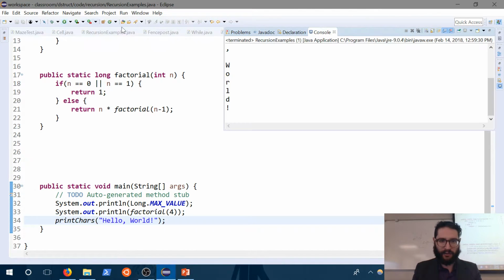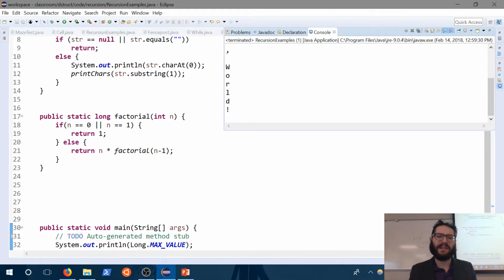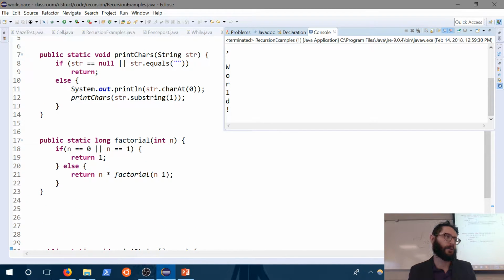If I do print characters, I get hello, comma, space, world. Each of these is printed one at a time. And this has the same big O as doing it iteratively, because you'd have to look at each character and print each character individually.